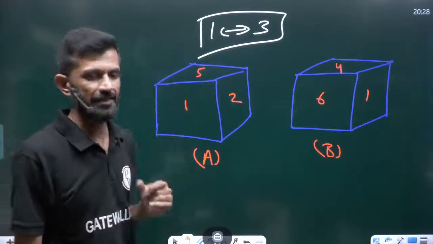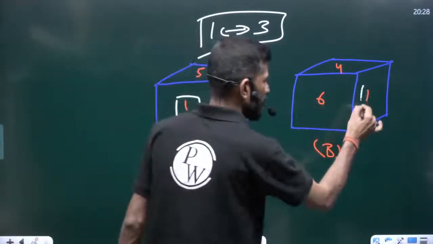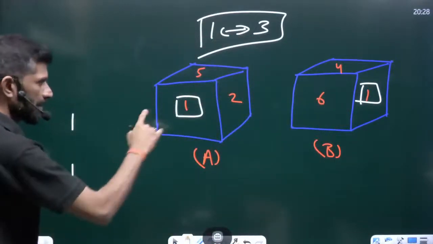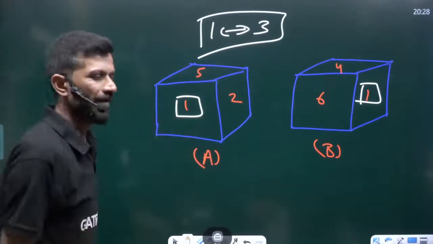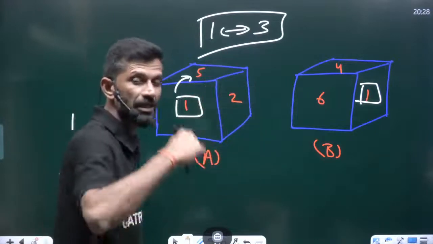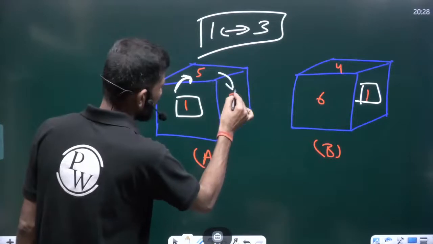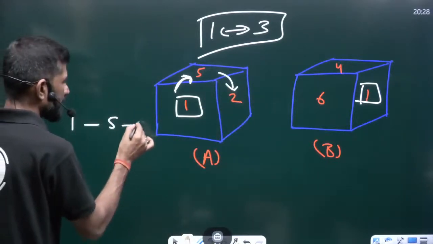Like for example, what we have to do? The number which is common, that is 1 here. You have to take 1 from both, the common number. Now, in each view, go clockwise, like how the clock needle moves. So after 1 there is 5, and then after 5 clockwise it will be 2.